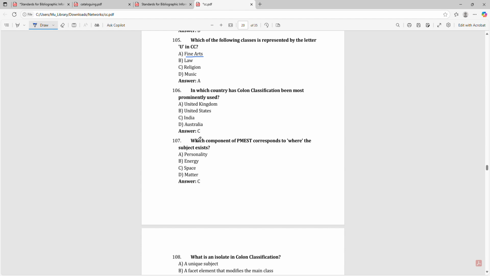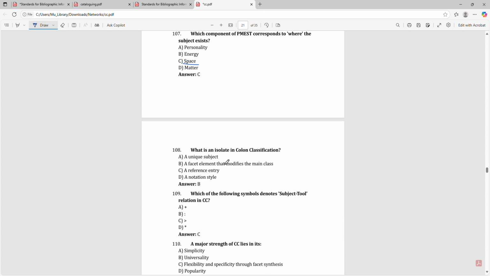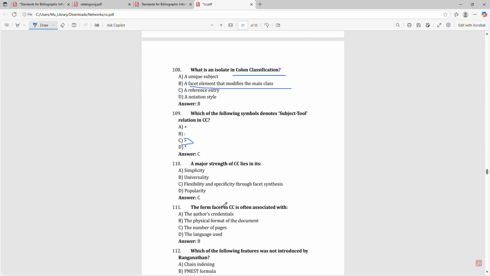Which of the following classes is represented by the letter U in CC? That is fine arts. In which country has CC been most prominently used? In India. Which component of PMEST corresponds to where the subject exists? That is space. What is an isolate in CC? A facet element that modifies the main class. Which of the following symbols denotes subject to relation in CC? That is greater than. A major strength of CC lies in its flexibility and specificity through facet synthesis.